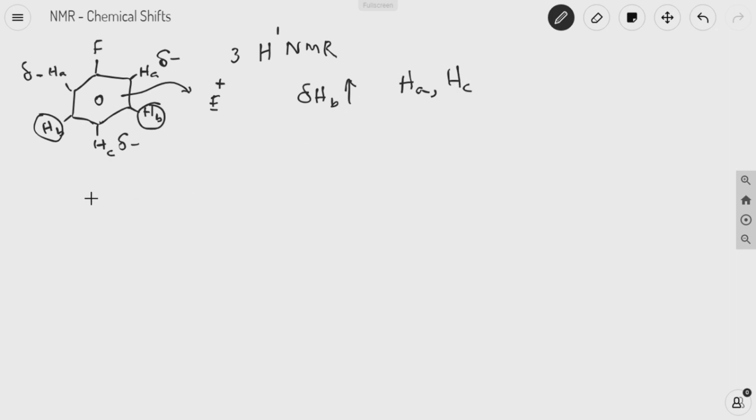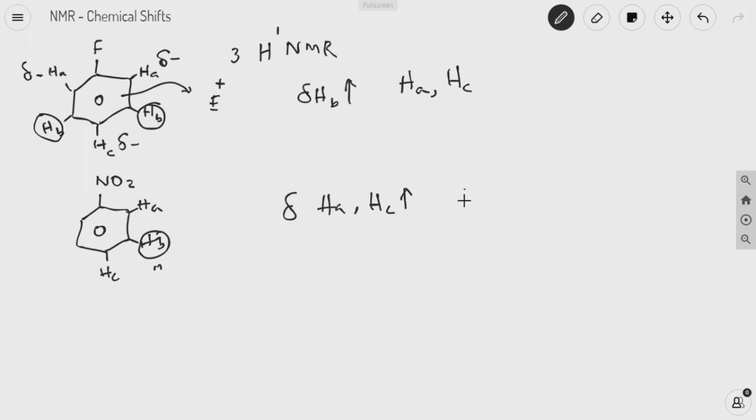So let's see one more example for a meta directing group. So let us take this example, NO2. In this case again we have a similar kind of arrangement, same 3 signals, but in this case the attack of the electrophile is directed on the meta position more when compared to HA and HC. So in this case your del value of HA and HC will be greater than HB.